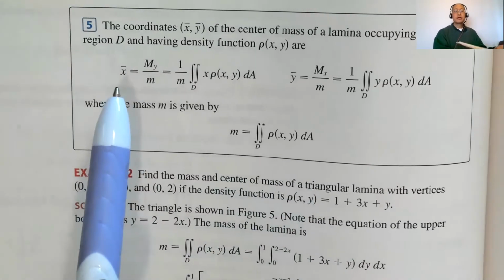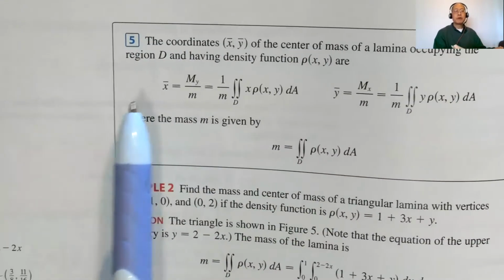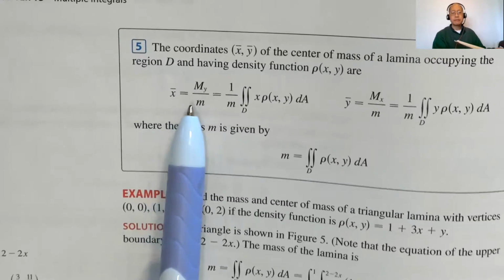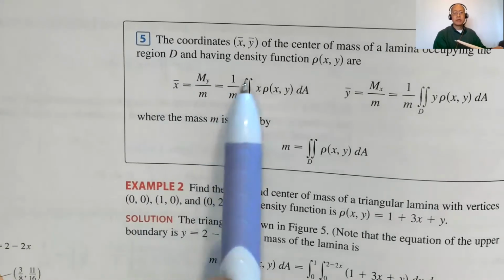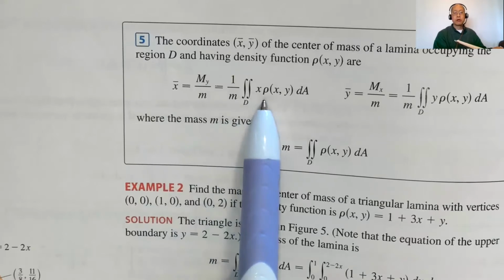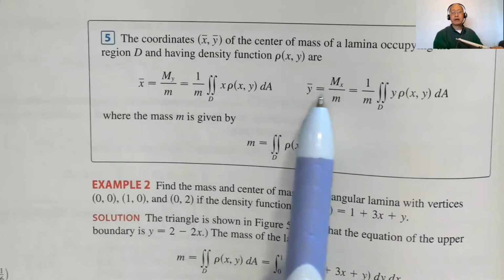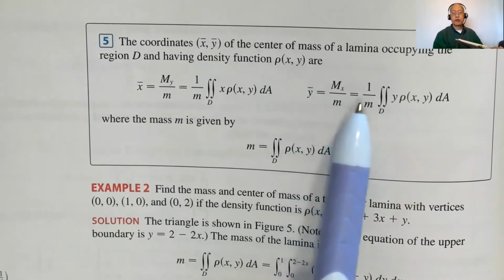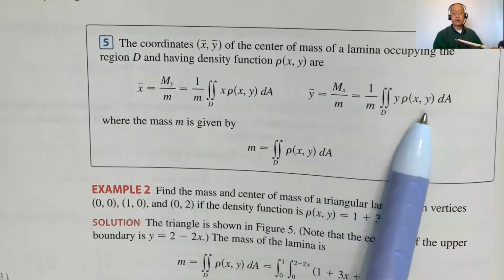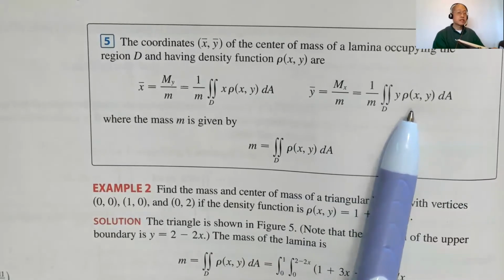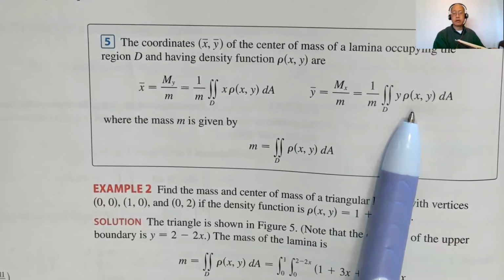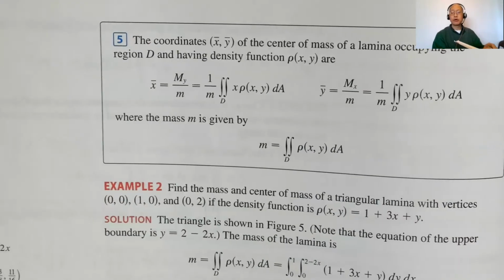And now that gives us the center of mass, x bar, y bar, formula on page 1018. Put this on your formula sheet. X bar is m sub y divided by m, the m sub y that we got from the previous page, or 1 over m, double integral of x, rho dA. And y bar is m sub x over m, 1 over m, double integral of y, rho of xy dA. So again, rho is a density function. This object does not have to have uniform density. In fact, in general, it won't. So the density changes from point to point.